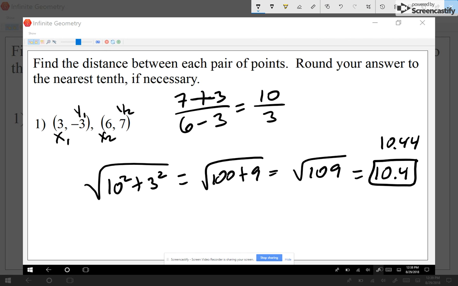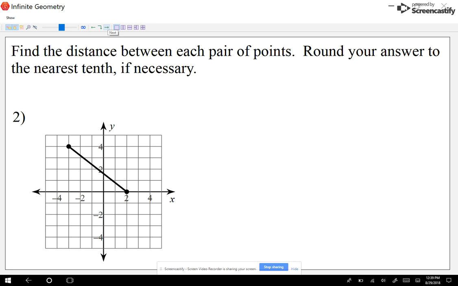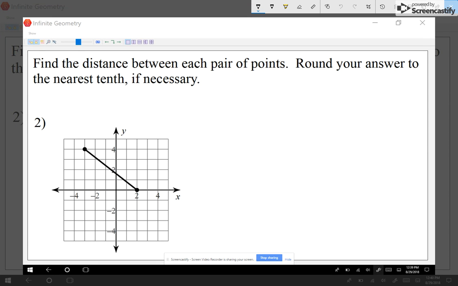Any questions on these? So some questions, like I said, are going to be numerical. For other questions, I'm going to give you a graph. I want to find out the length of that segment, which is the distance between the 2 points. Let me get the coordinates of each of my points. One of my points has coordinates -3, 4. If I look at the other point, the coordinates are 2, 0. We can find the coordinates of each.